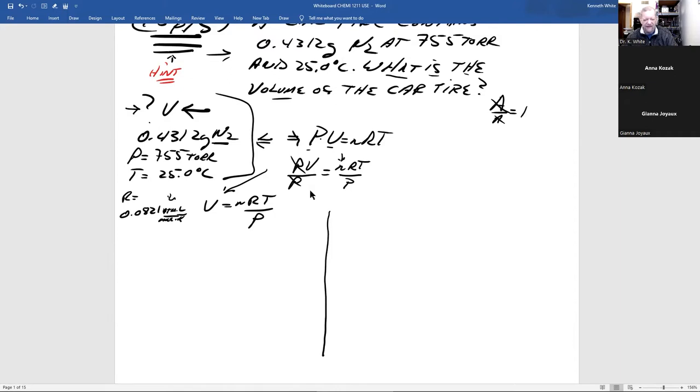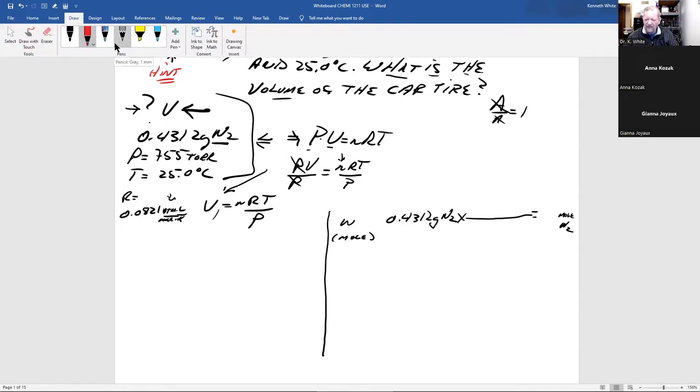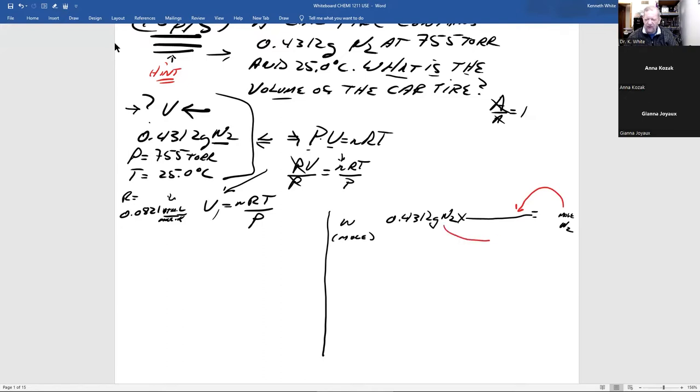Now, N is moles. But we have 0.4312 grams of nitrogen, and we want to get to moles of nitrogen. And how do we do that? It's time to use your good buddy, your good friend, unit analysis. And for many decades, it's been my good buddy, my good friend. Whatever you're trying to get to goes on top of the ratio. Whatever you're trying to get rid of goes underneath the ratio.